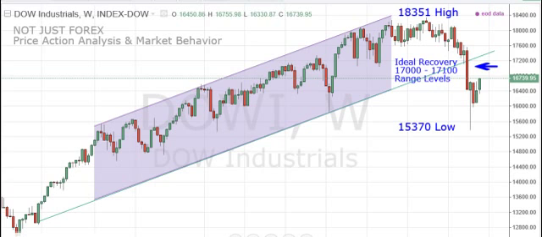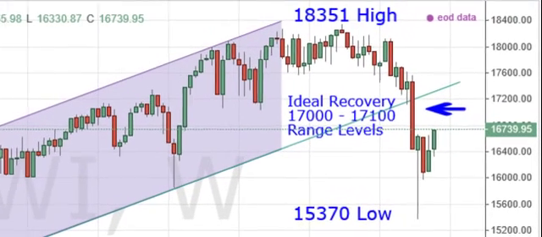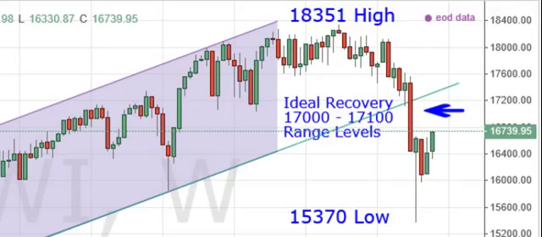At this point in time, we would like to show you a chart of the Dow Jones Industrial, where for the past couple of days it has been recovering, and it's pricing in at the 16,739 level, where the ideal recovery would be in the range between 17,000 and 17,100, from a high of 18,351 to a low of 15,370 as a result of the China contagion, where the stock market plunged dramatically, and it has now recovered from that particular decline.